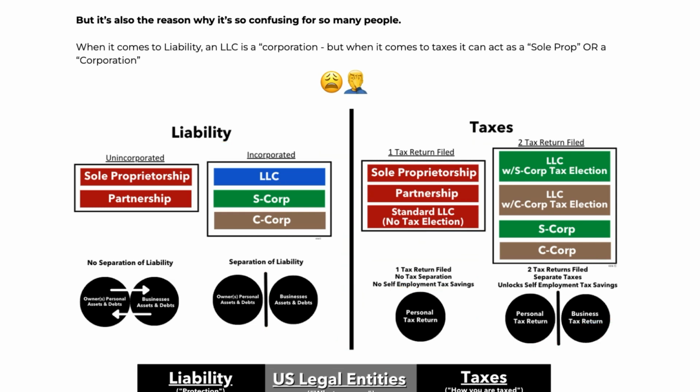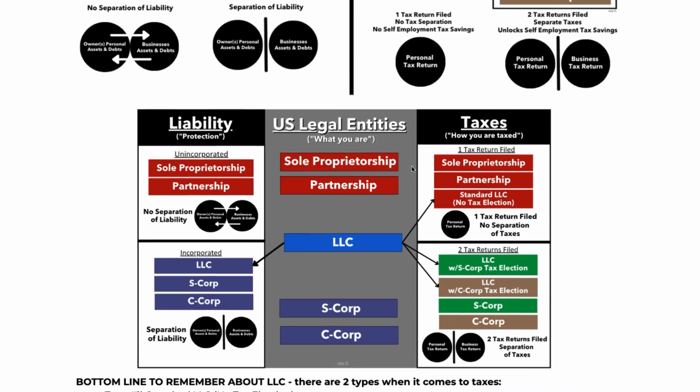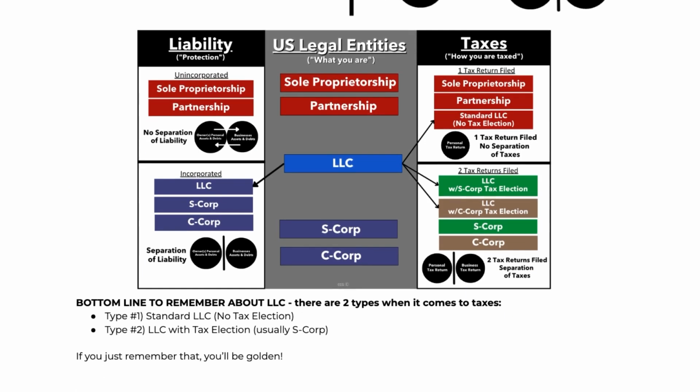So let me show you the same exact thing, but with a different diagram right over here. You got your liability side and you got your taxes side, right? We make these different diagrams so you can understand the same topic with different visuals. So you got your sole prop and you got your partnership. For the liability side, that's what they are. And then you got your taxes here.